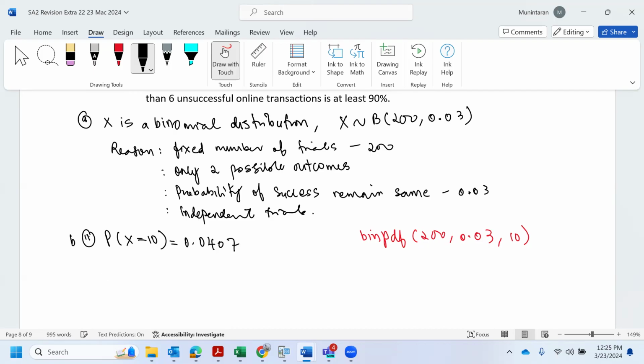Next, we want to find the probability at most 10. So X is less than or equal to 10. So this is a cumulation from 0 to 10, binomial CDF: 200, 0.03, 10. That means you're taking the 0 plus the 1 plus the 2 until 10. I think the answer is 0.9599.